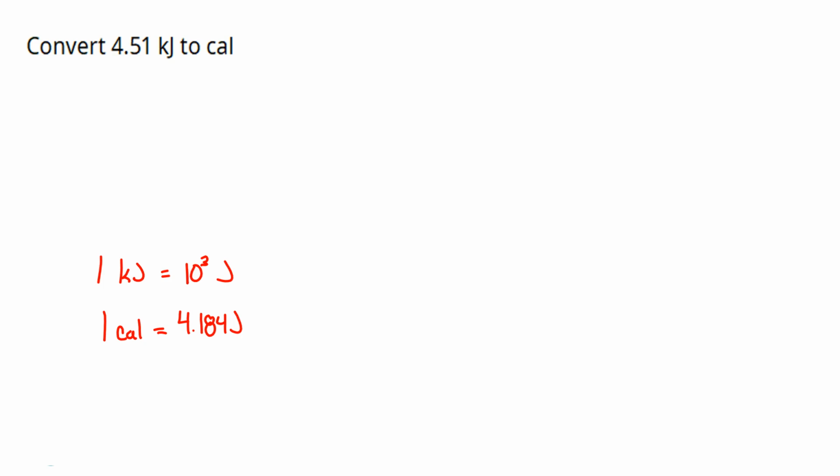Kilo to base is always 10 to the third. So we just did it backwards. We tried to do calories first. What you're actually doing here is replacing this number with joules. Put 1,000 joules here, because 1 kilojoule is 1,000 joules. And then you put joules on the bottom and calories on the top, because that's what we're trying to go to.